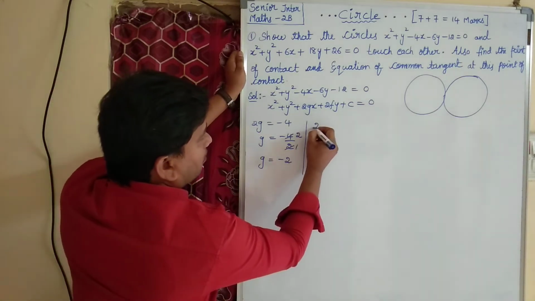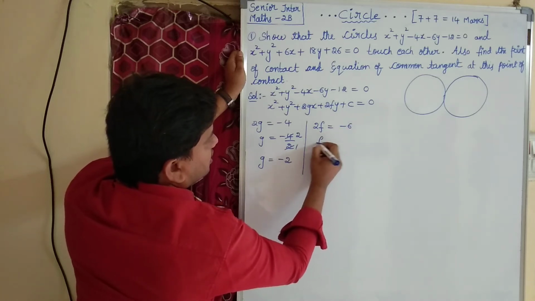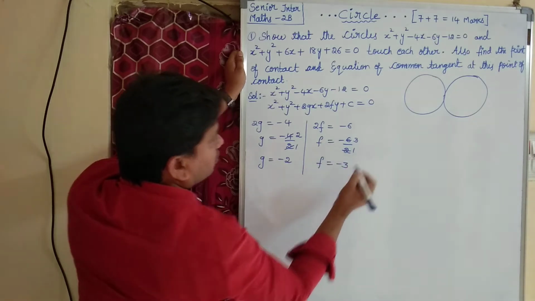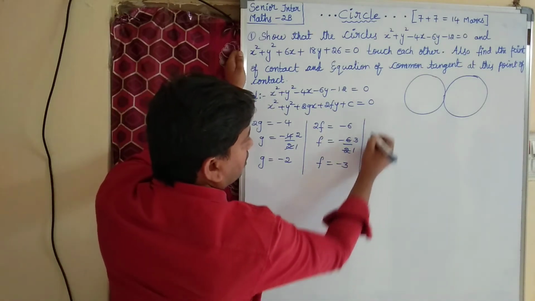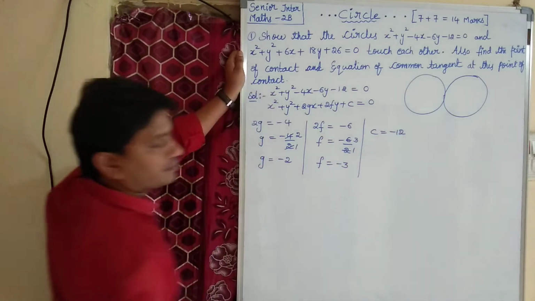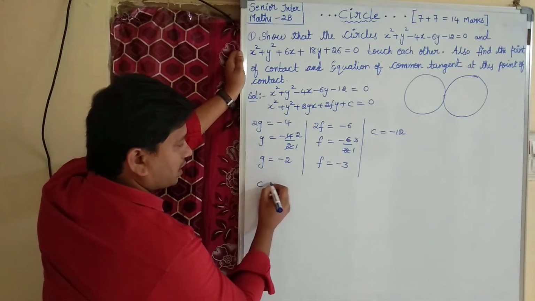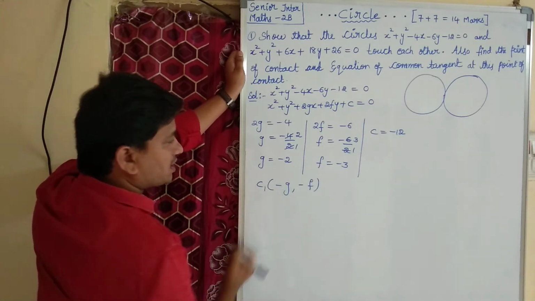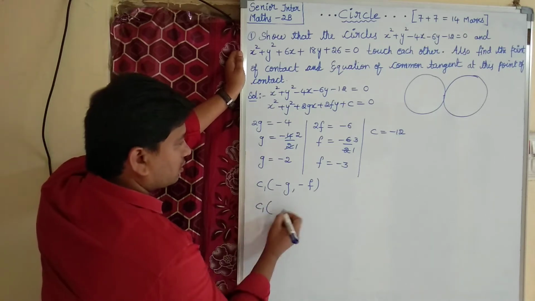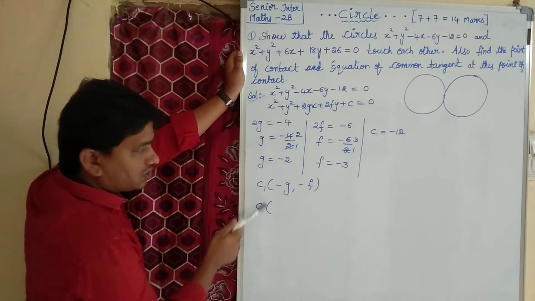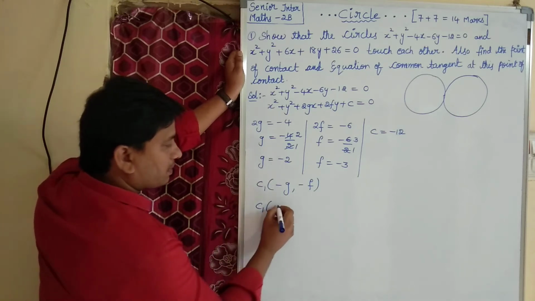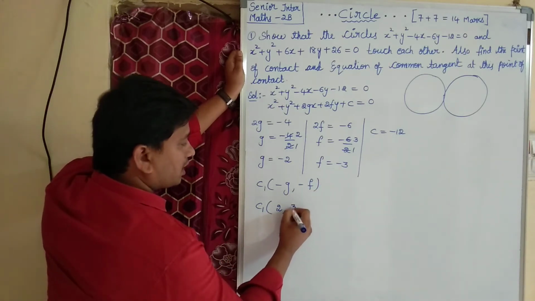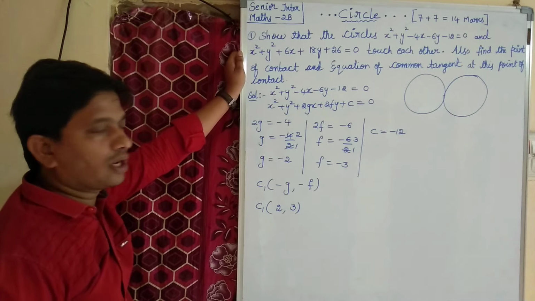Now compare y coefficient, 2f equal to minus 6, f equal to minus 6 by 2, 2 1 jar, 2 3 jar. So f equal to minus 3. And what is the constant, children? The constant is minus 12. So what is the center? The center, we know, is minus g comma minus f. We call it as C1. So C1 is minus of minus 2. Children, as g value is minus 2, minus into minus plus 2. Next minus f, minus into minus plus, that is 3. So center C1 is 2 comma 3.